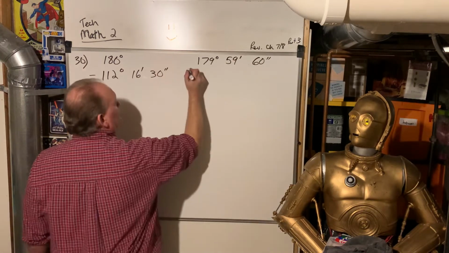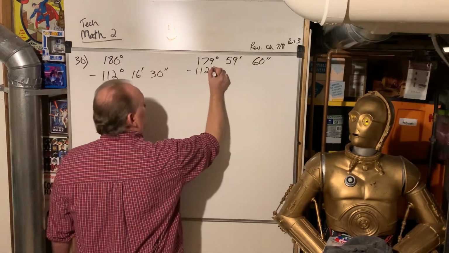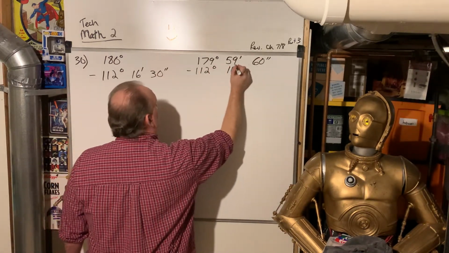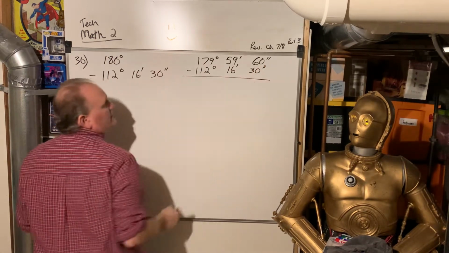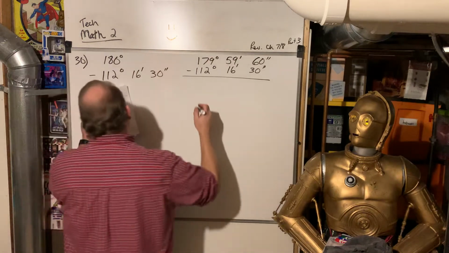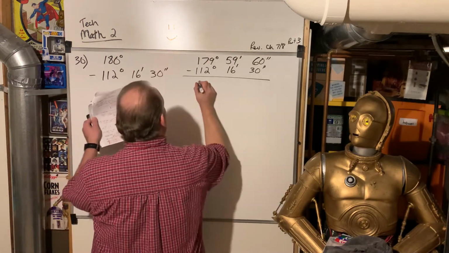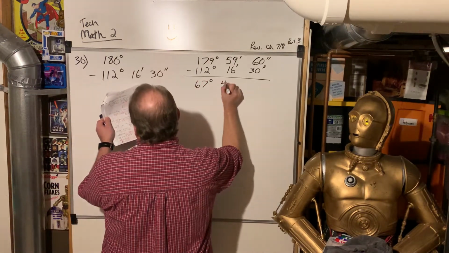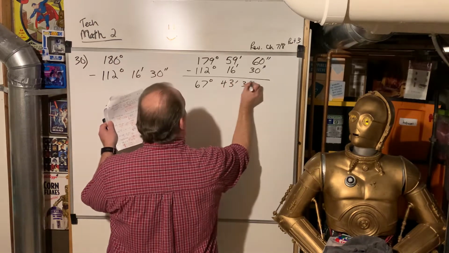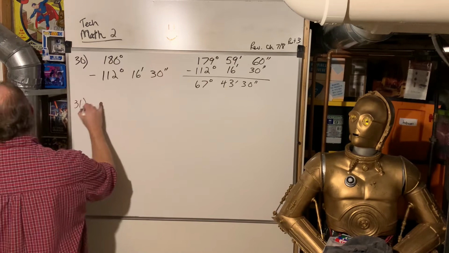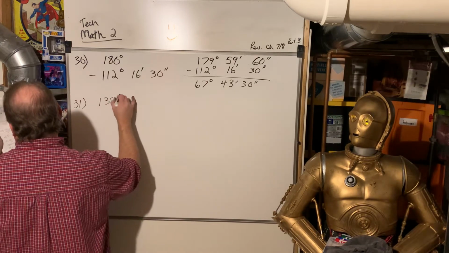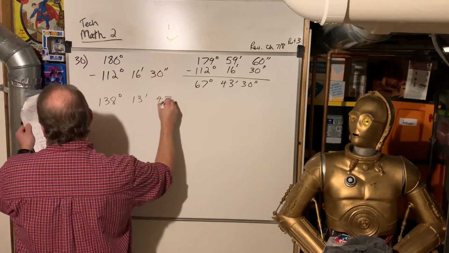Okay? So they just borrowed the same thing, and now we can just subtract each one individually. So that is 67 degrees, 43 minutes, 30 seconds. And so there's our answer. 31, 138 degrees, 13 minutes, 47 seconds.